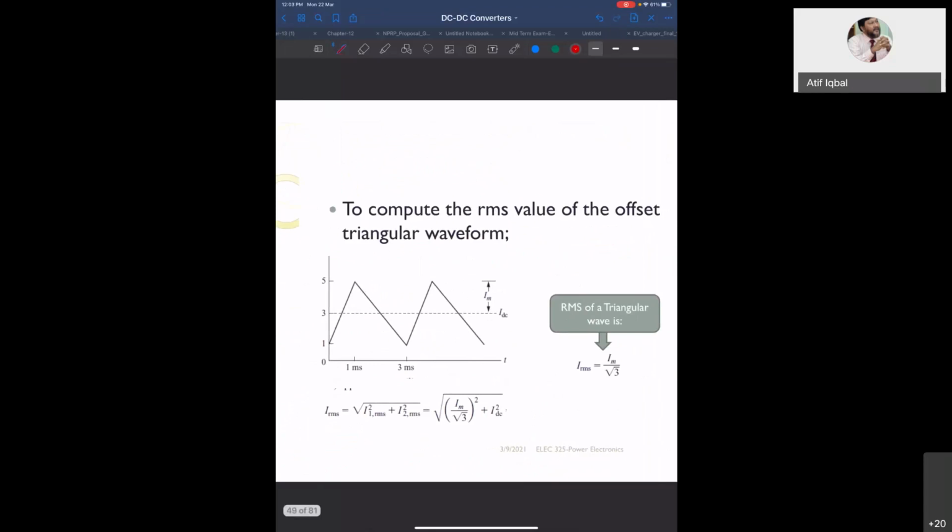And here it is computed for the triangular wave. So you have to know that for the triangular wave, the RMS is given like this. The RMS for the triangular wave is Im by root 3. But here, for the inductor, you have some offset. That's why this offset is added here.